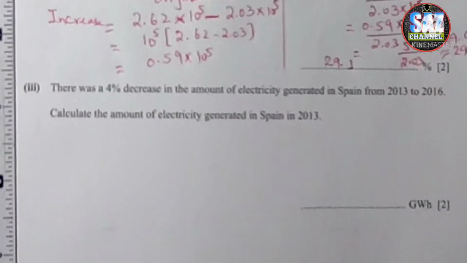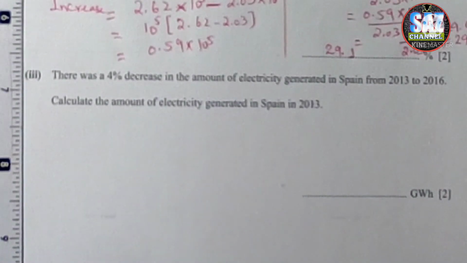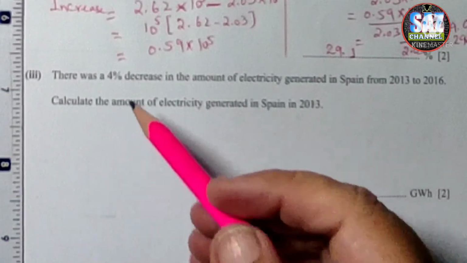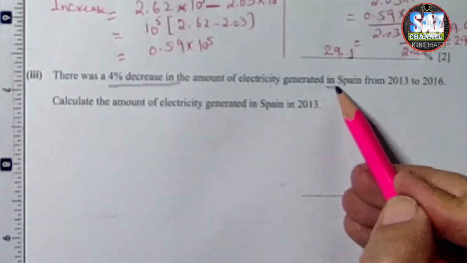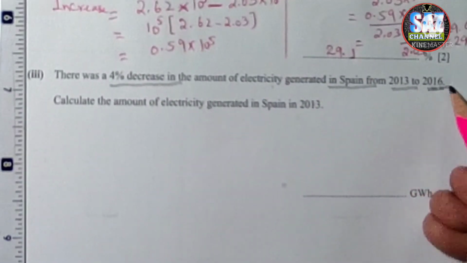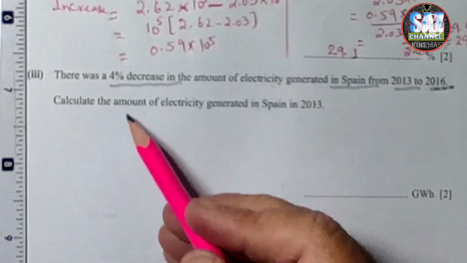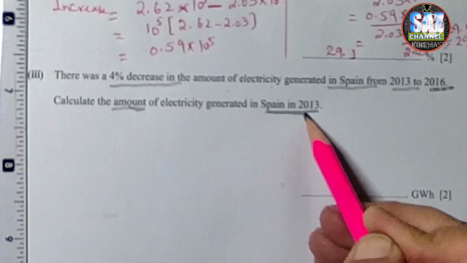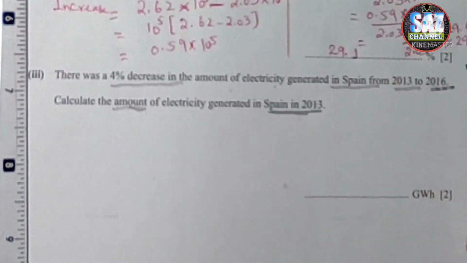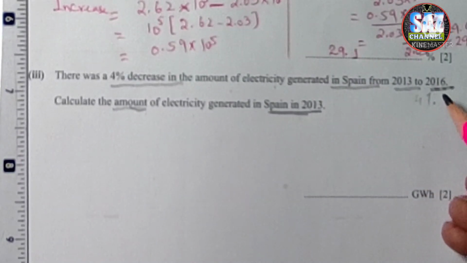Okay, moving to the third part of the question, let me read the question first. The question says that there was a 4% decrease in the amount of electricity generated in Spain from 2013 to 2016. Calculate the amount of electricity generated in Spain in 2013. Here we have to keep in mind that there is a 4% decrease. Decrease means to subtract something, to have something lesser than the previous.